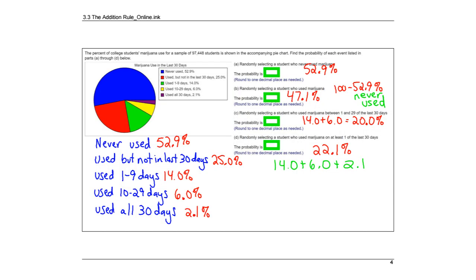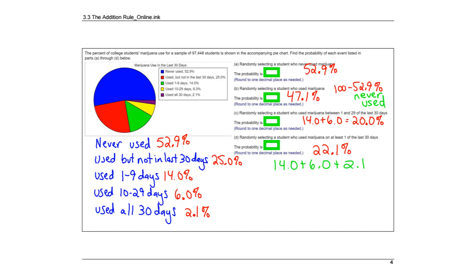Okay, let's take a look at some problems that look sort of like the homework. The percent of college students' marijuana use for a sample of 97,448 students is shown in the accompanying pie chart. Find the probability of each event. Our pie chart has marijuana use in the last 30 days. Blue is that they never used it. Red is they used it, but not in the last 30 days.